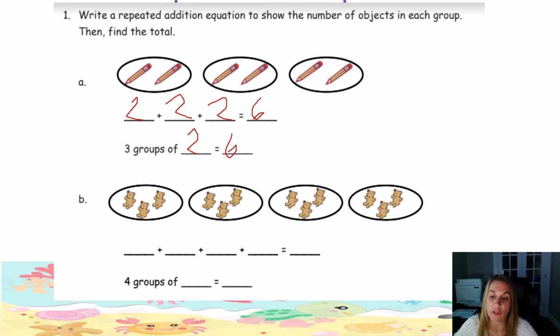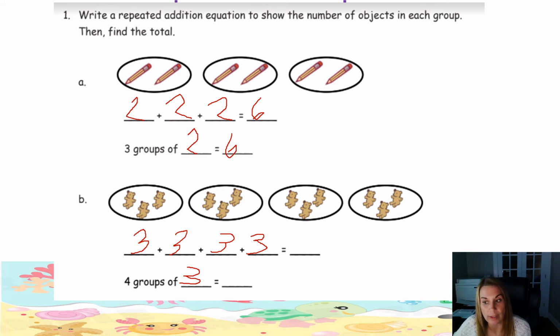All right, friends, I want you to take a look at the next one. We have 4 groups. How many teddy bears are in each group? Oh, thank you for volunteering. We do have 3, so we need to add the number 3 4 times. And before I even add that up, I'm just going to put down that we have 4 groups of 3. So I don't forget what number I'm adding over and over and over again, my repeated addition sentence.